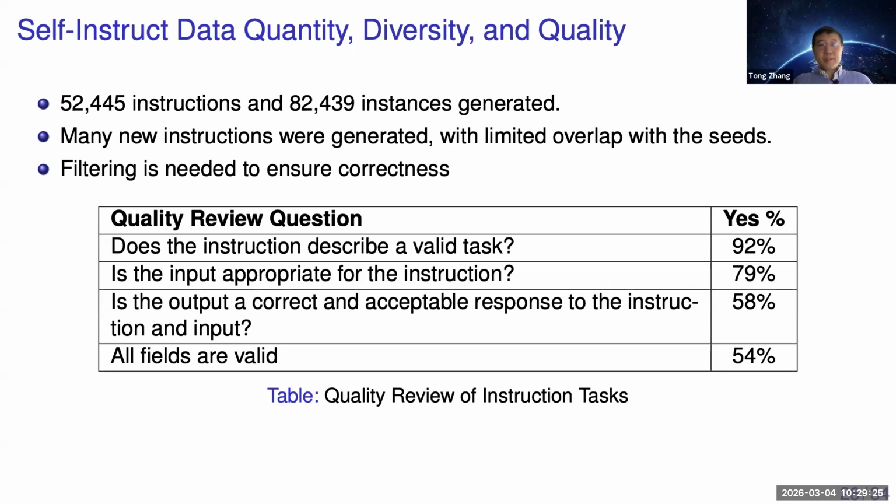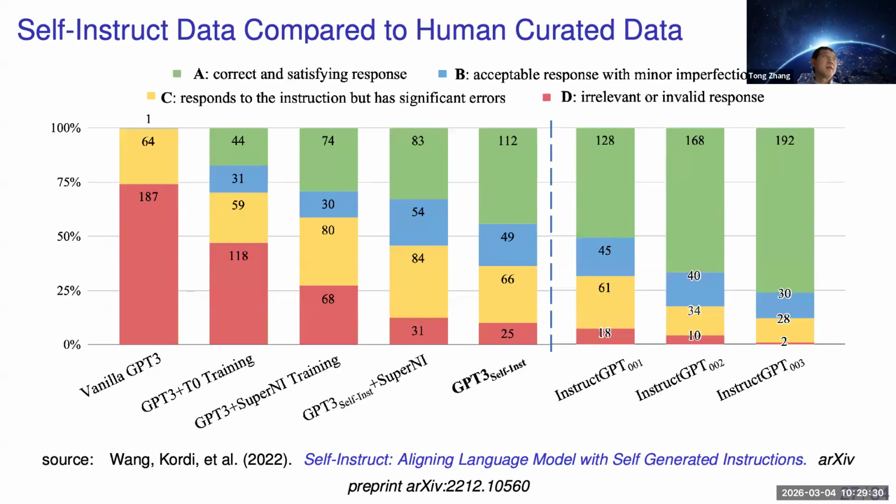Any questions so far? Okay. So, self-instruction compared with human curated data. They want to justify that self-instructed data will be as good, or at least comparable, or at least a reasonable approach.